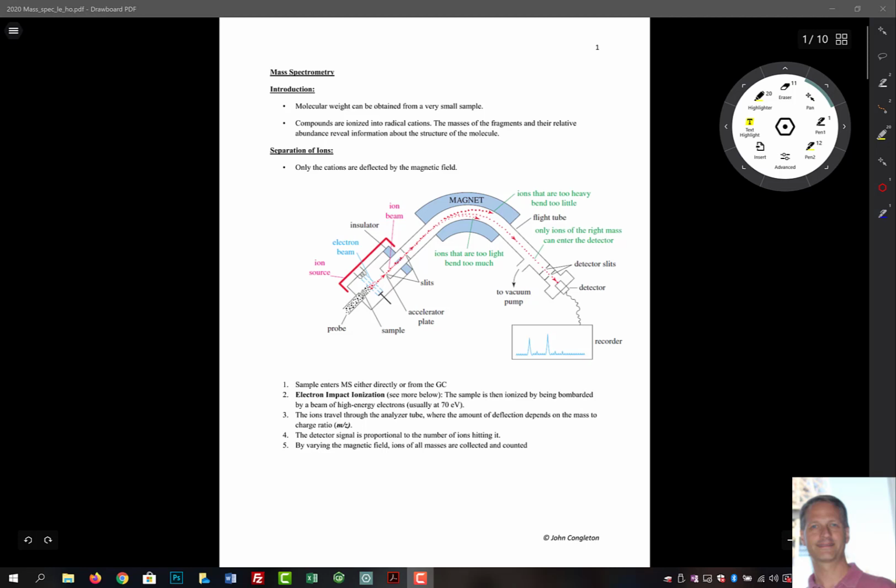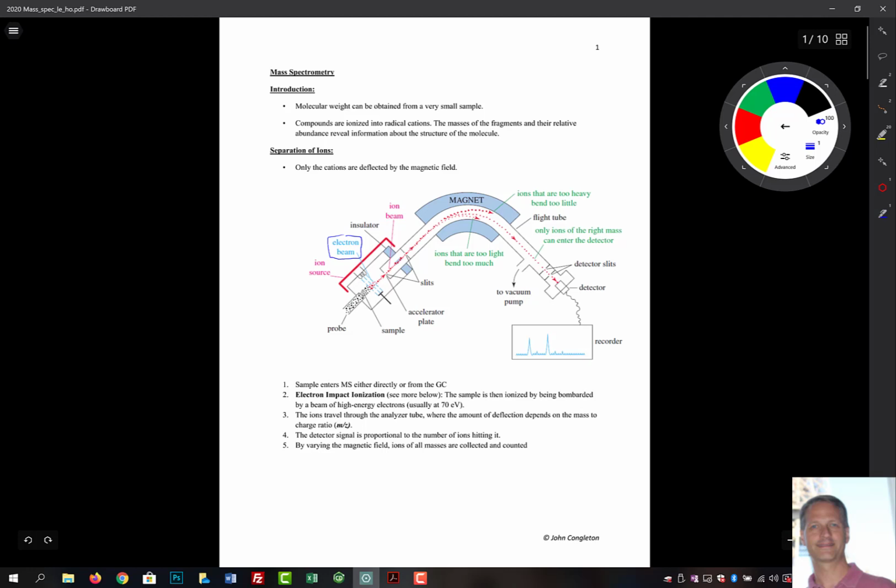That's done either by injecting directly into the mass spec, or often these are hooked up to GCs, so there's already been some separation taking place in the GC column. As the sample travels through here, you end up getting an ionization by this electron beam. It causes the molecule to be cleaved or fragmented into smaller pieces, and a lot of those pieces have a charge, positively charged, and usually a charge of +1.